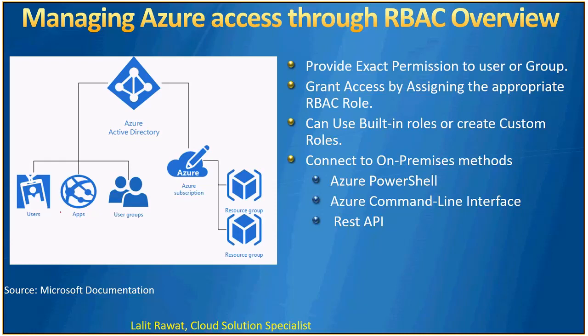What will happen? Suppose you have any users or apps or user groups. Whenever the users are connecting to your subscription, they will always be authenticated to Azure Active Directory and to the Azure subscription, and then it will connect to your resource group as you have provided the permissions. So it will provide you the permissions in a more granular way, so that you can manage and define the permissions for your IT department, so they will do only those particular tasks and they cannot go ahead and do anything.